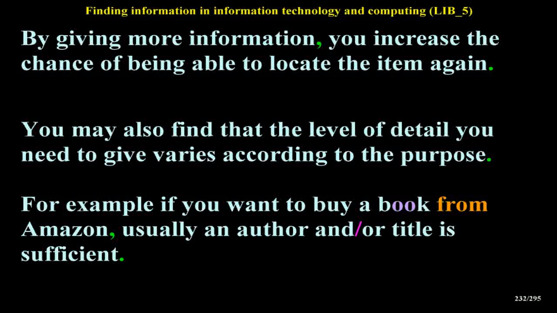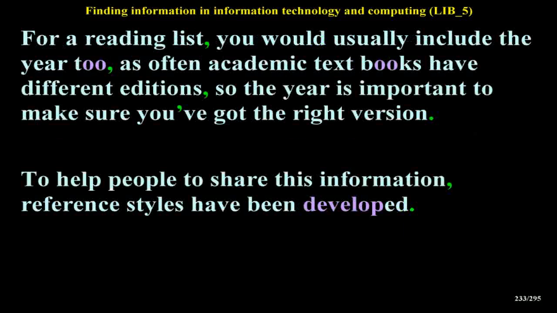For example, if you want to buy a book from Amazon, usually an author and/or title is sufficient. For a reading list, you would usually include the year too, as often academic textbooks have different editions, so the year is important to make sure you've got the right version.